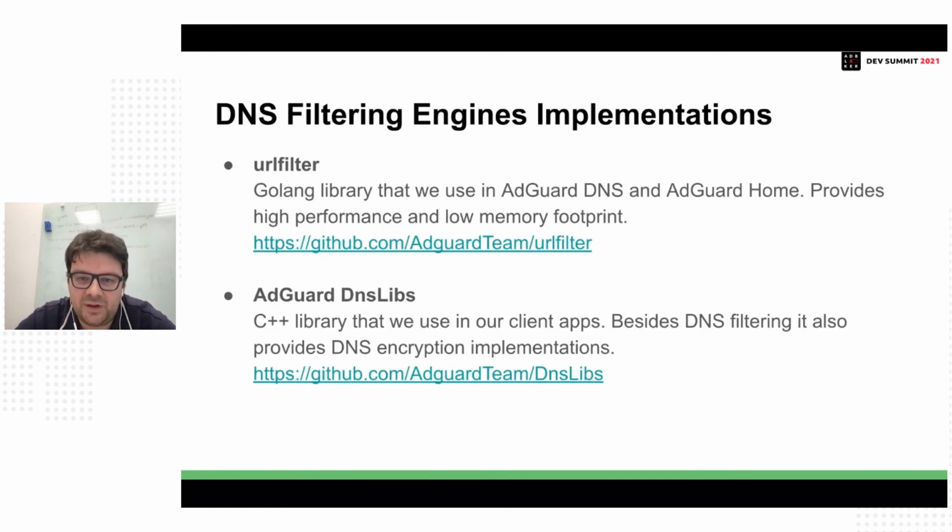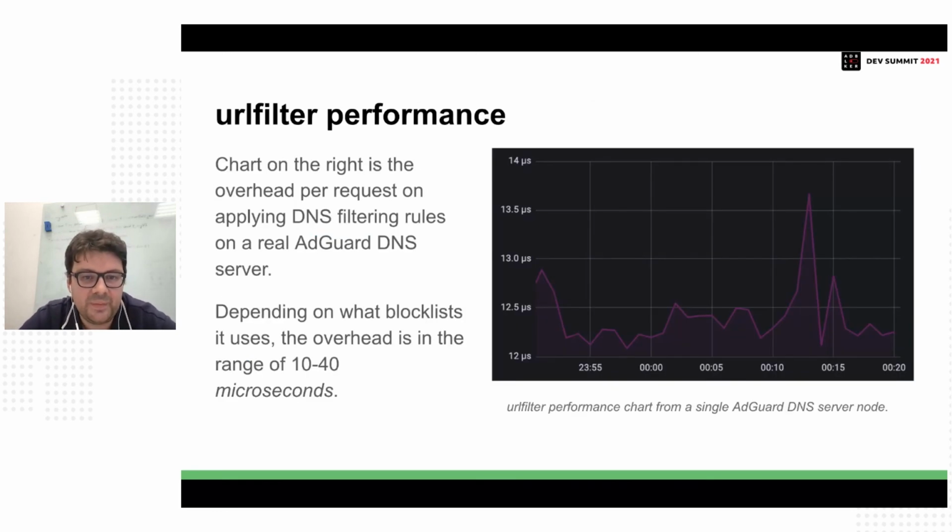And DNS filtering engine implementations are available on GitHub. They are open source. There are 2 libraries that you can use if you want to. There's URL filter. This is the library written in Golang that we use in Adguard DNS and Adguard Home. And there's also Adguard DNS libs, a different C++ library that we use in our client apps. Besides DNS filtering, it also provides DNS encryption implementations. This is a slide about performance. Just believe me, performance is great.